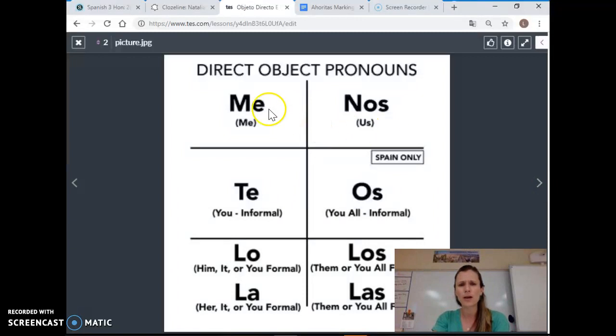These are the direct object pronouns: me, te, lo, la, nos, os, los, and las. You'll use the me, te, nos, and os for people, and then the lo, la, los, and las will mostly be used for objects. Lo will be masculine objects, la will be feminine objects, los and las are for plural objects, masculine and feminine. In English, lo is like saying it, and la is like saying it, and los and las is like saying them.